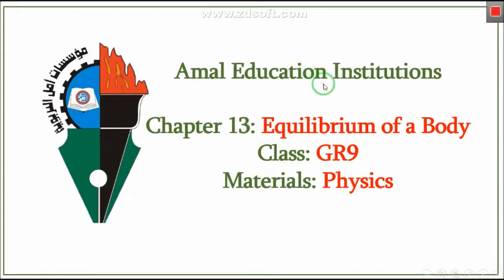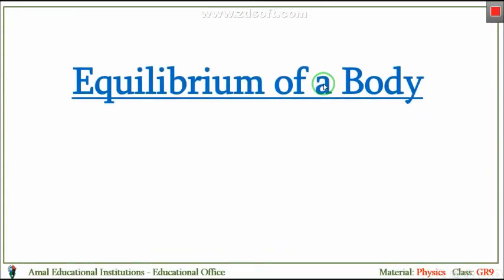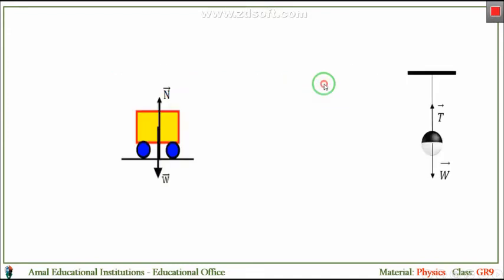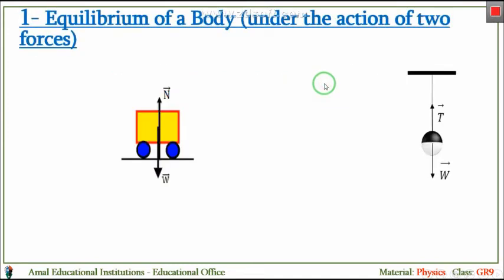Today we are going to start our new chapter about equilibrium of a body. First of all, we are going to talk about the equilibrium of a body under the action of two forces. When a solid is in equilibrium, the two forces acting on this solid should have the same line of action, opposite directions, and the same magnitude.